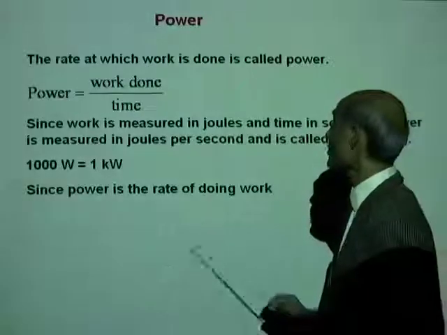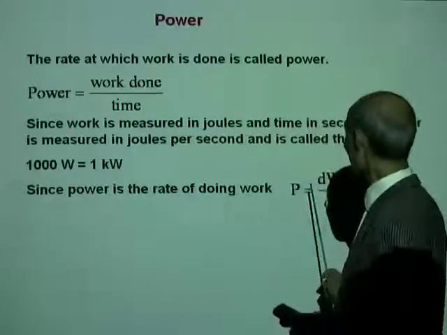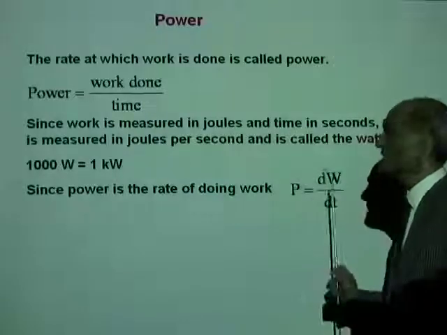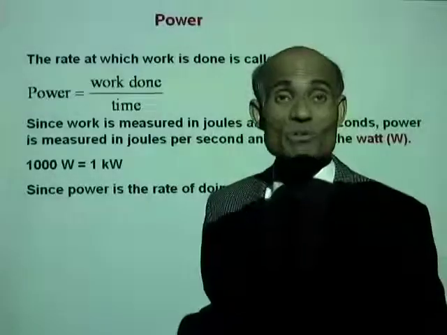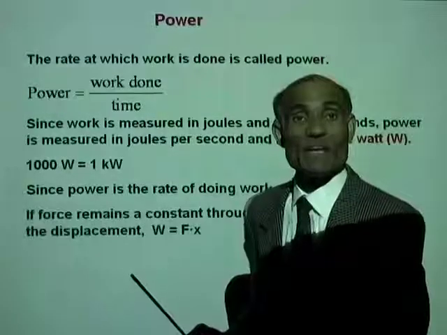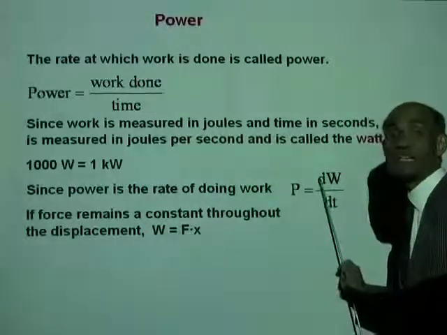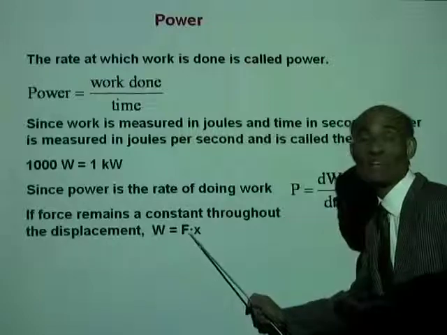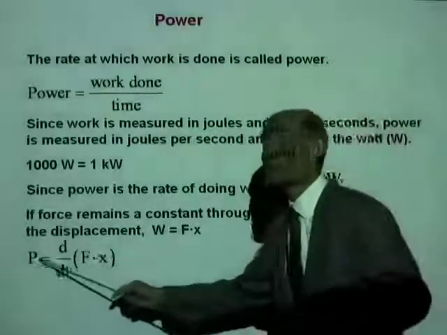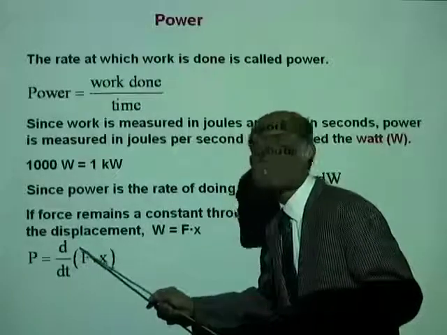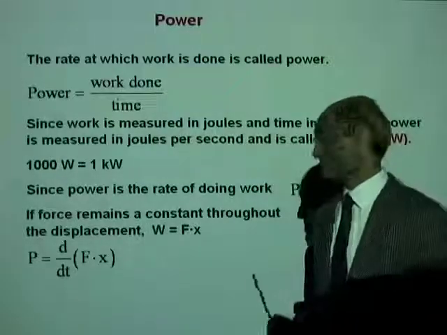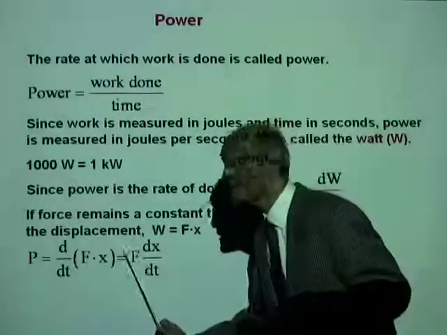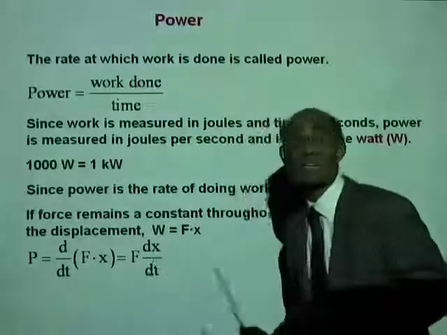Since power is the rate of doing work, we can say power is delta W divided by delta t, dW by dt, the rate of doing work. If power is dW by dt, the derivative of W with respect to time, let's replace W by F dot x, force multiplied by the displacement. You get power equal to d by dt of F dot x. Well, if F is a constant, if the force remains constant, I can take it out. That will be F times dx by dt.